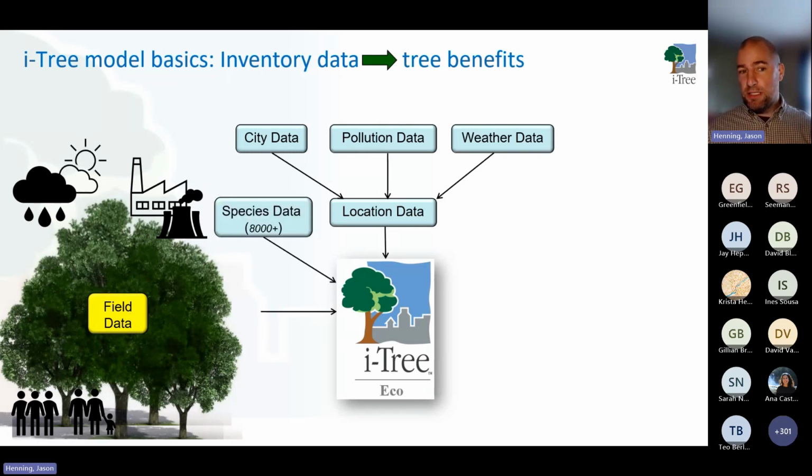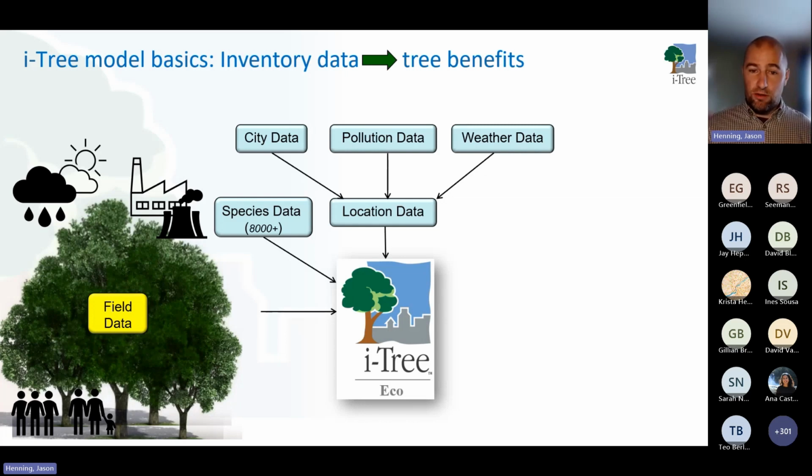Beyond that, we've also got a species database. So why is that important? Different species are going to grow at different rates. Some species get really big out in the landscape and some are relatively small. Those are going to provide different levels of benefits. Some are evergreen. They're going to have leaves or needles on all year round. That's going to provide different benefits from a deciduous tree, which is only going to have leaves on for some of the year. So all those things are stored in our species database.